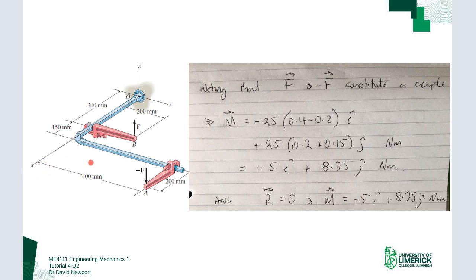So if we look in from the x-axis, we look at how this couple causes a rotation about the x-axis. The first thing we do is write down the magnitude. So we have 25. We have our I hat, which means we're talking about the x-axis. And our spacing here is written as 0.4 minus 0.2. So this is our 0.4 and this is our 0.2. We've changed that into meters.